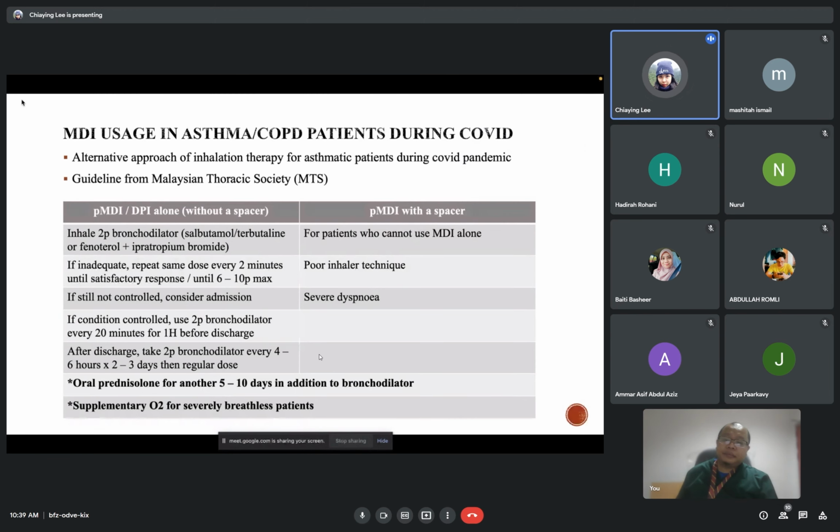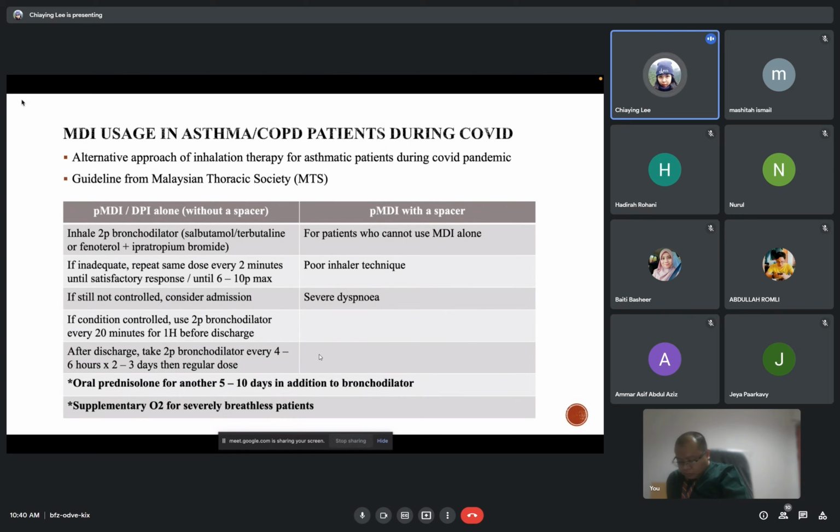Okay, another important subtopic that we have to take note of is management of asthma or COPD patients during our COVID time, because last time we used to nebulize all these patients, and during this pandemic we tend to avoid nebulizers because we need to reduce the aerosol spread to reduce the risk of infection.